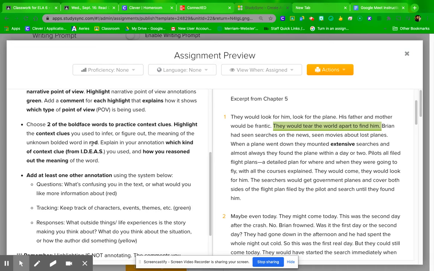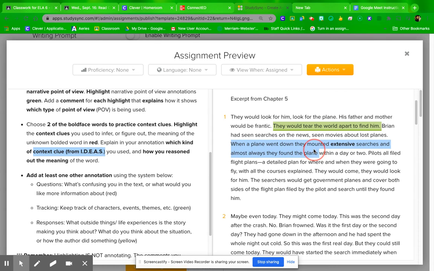Context clues are getting tracked in red, and we can use IDEAS. IDEAS stands for inference, definition, example, antonym, and synonym. If you're not clear on what that is, there is a graphic on the year-long resources in Google Classroom. So we're going to use this IDEAS strategy to figure out the meaning of the word extensive. We have they would tear the world apart to find him.